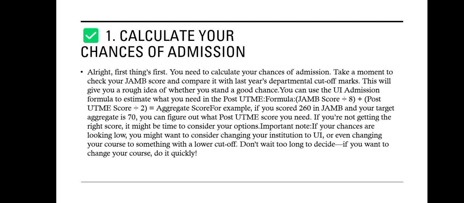You divide that imaginary Post UTME score by 2. Let's assume you are planning to have 65 in Post UTME. You divide it by 2, and you have 32.5. Now, having 260 in JAMB, you divide 260 by 8, and that gives you 32.5 again. So 32.5 plus 32.5 gives you 65. And the average cutoff mark for the course the person wants to study is 70.